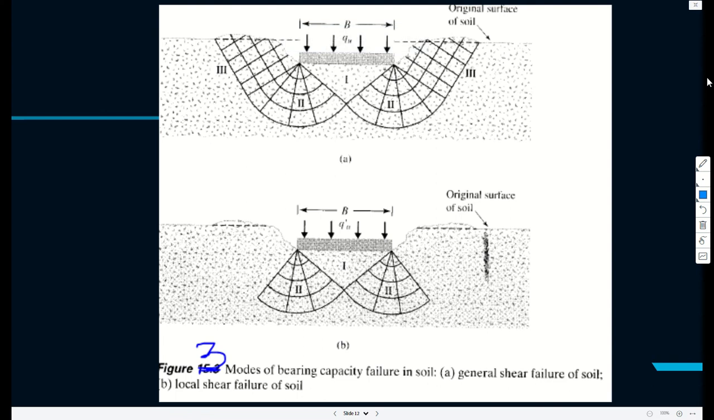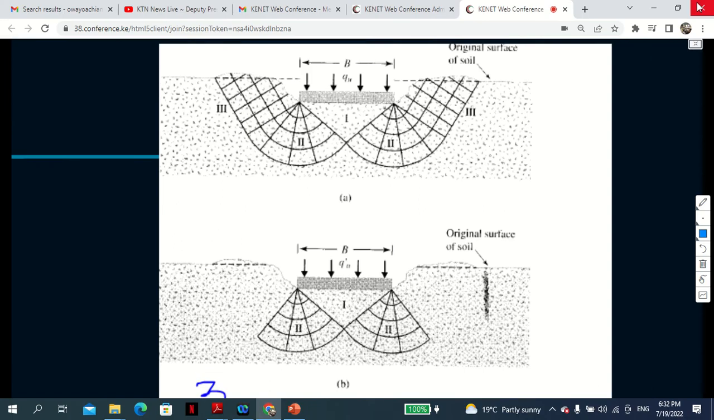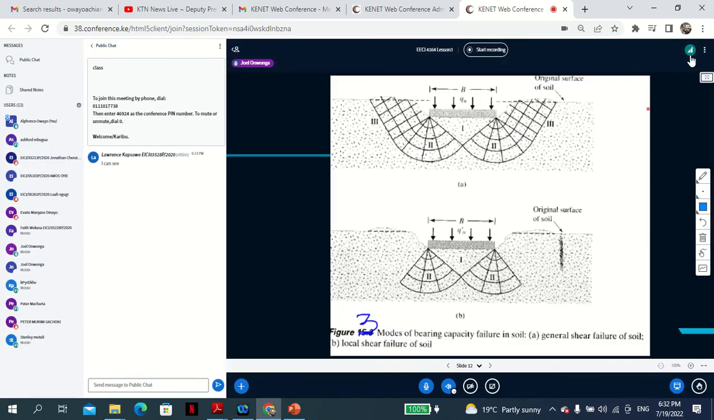Ella? Hello. Is it clear up to there, right? The general shear failure and local shear failure. Yeah, it's clear. You are breaking a lot. Yeah, it's the internet. It keeps breaking a lot, and we want to concentrate.